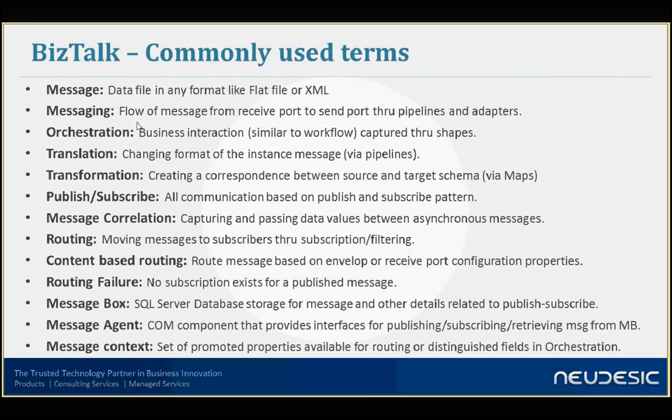Then we have something called transformation. Transformation happens when a message is created and then one message type changes to another message type, so the schema is different for those two messages. There can be an internal message type. We use transformation to modify the source schema so that it matches the target schema. It is done through mapping. That is called maps.